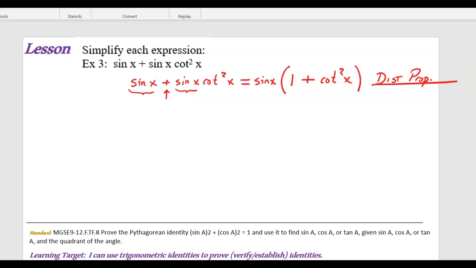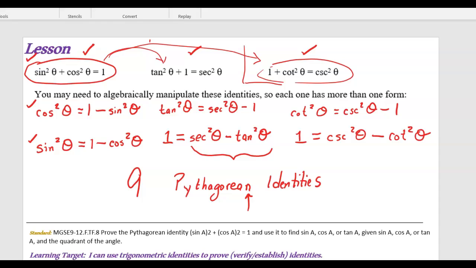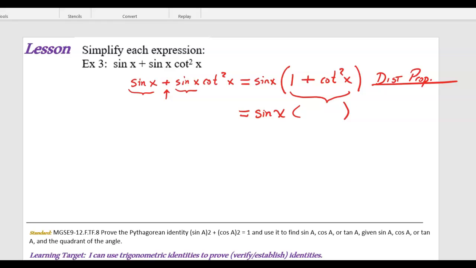But I know that this is a Pythagorean identity. So I'm going to use my first substitution using the Pythagorean identity. So I'm going to go back to that long list. And I know, where is it? There it is. 1 plus cotangent squared of something equals cosecant squared of something. So 1 plus cotangent squared of x is cosecant squared of x. Why? That is one of my Pythagorean identities.